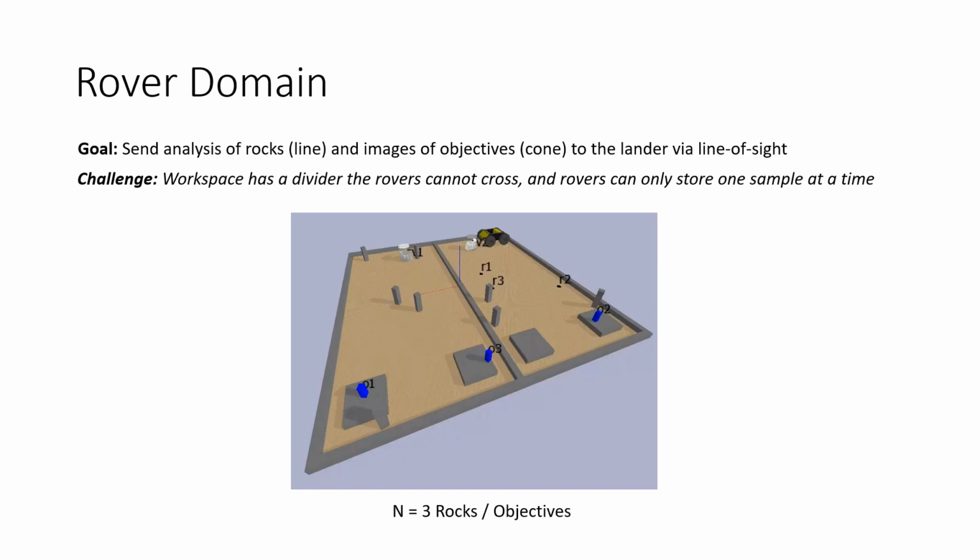This is our third domain, which is adapted from PDDL stream, where the goal is to send analyses of rocks and images of objectives to the stationary lander via line of sight. The challenge is that the rovers cannot cross the divider, so the planner needs to decide which rover should travel to certain rocks or objectives.